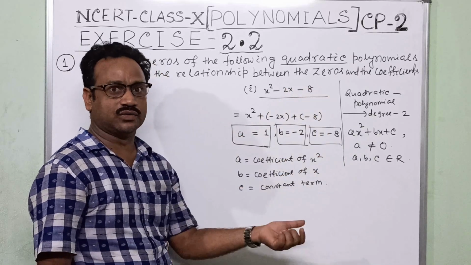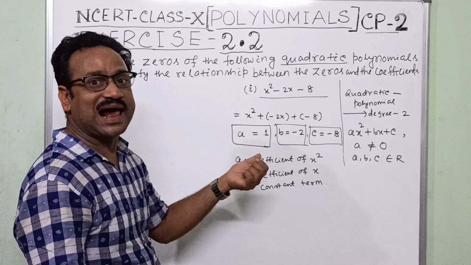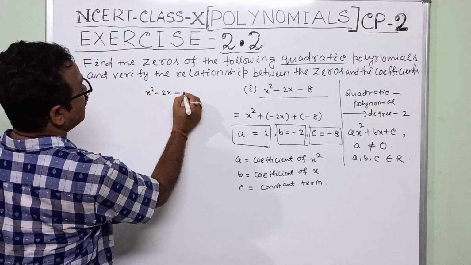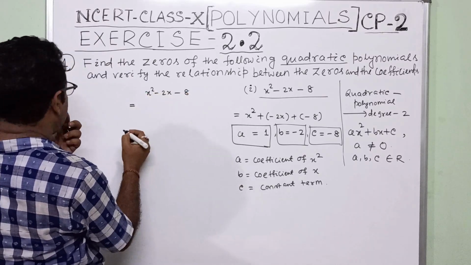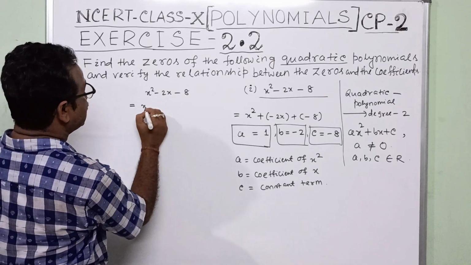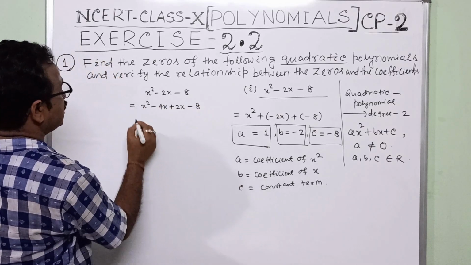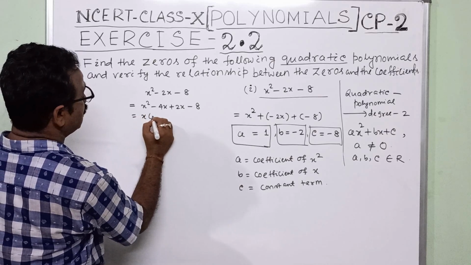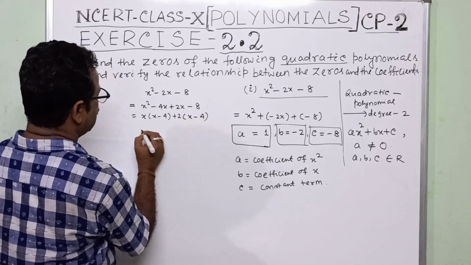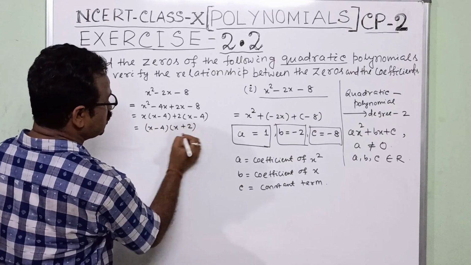Again I am recalling this before solving the numericals in this exercise. So now x square minus 2x minus 8. Now I will factorize it. 8 is 4 times 2. So that is equal to x square minus 4x plus 2x minus 8, which is equal to x into x minus 4 plus 2 into x minus 4, that is equal to x minus 4 into x plus 2.